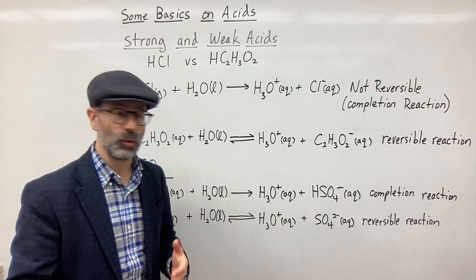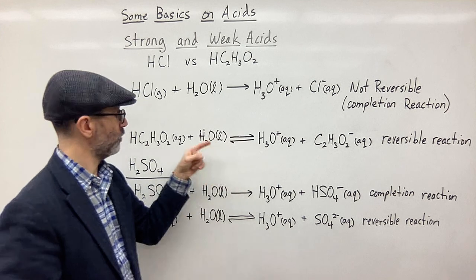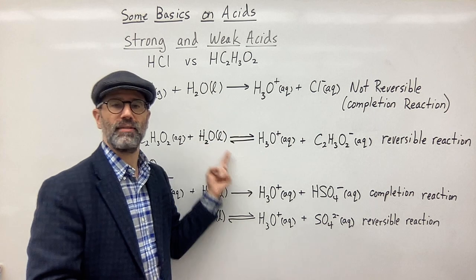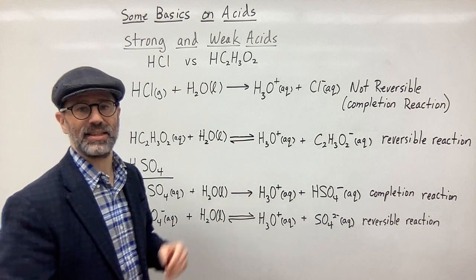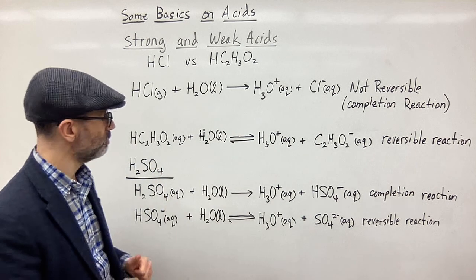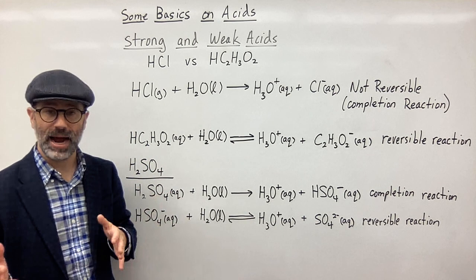It's not reversible. If you've got this double arrow, though, notice I have an arrow going this way and an arrow going backwards. When you have a double arrow, that indicates that the reaction is reversible and it can go the opposite direction. Okay, so that's the distinction between strong and weak acids.